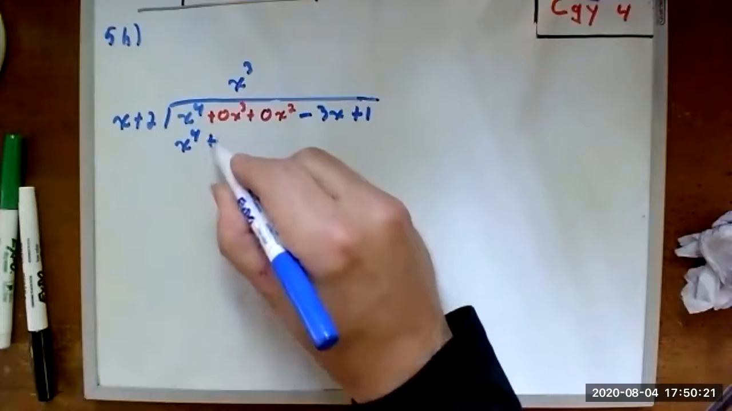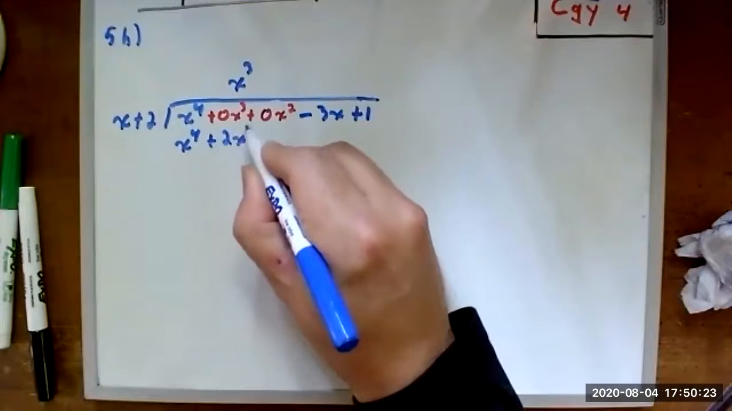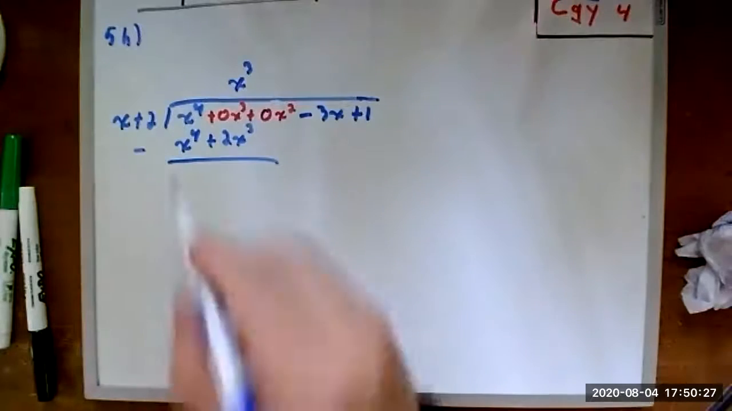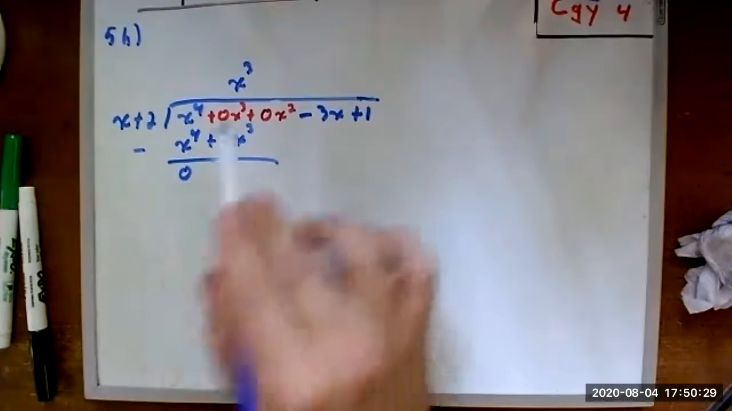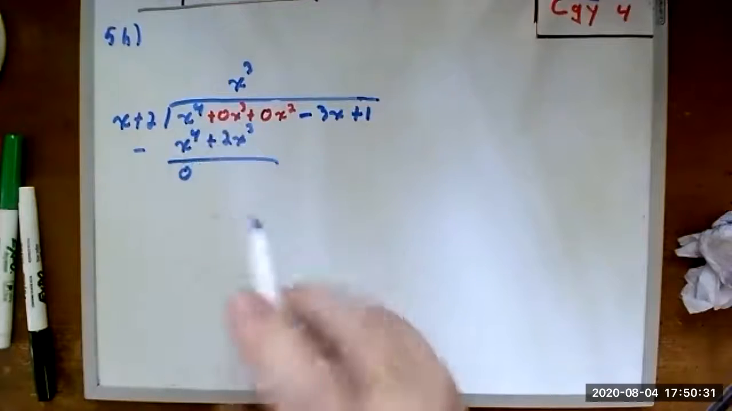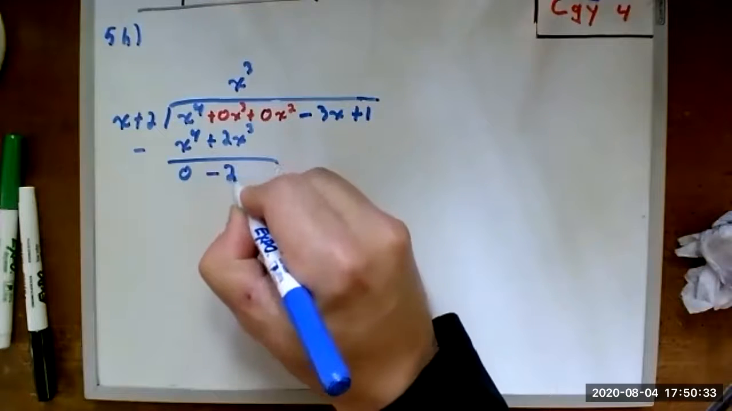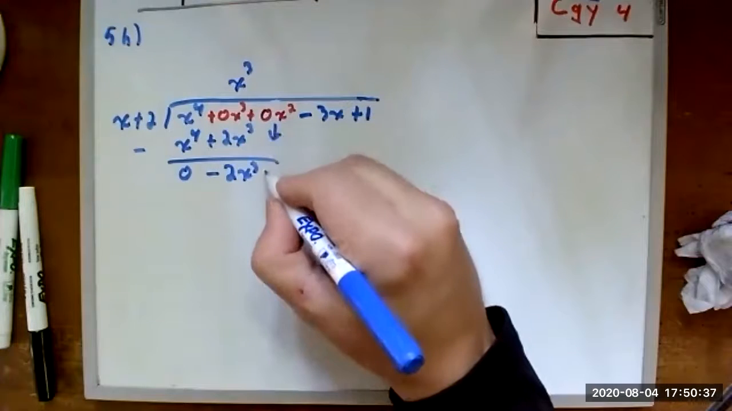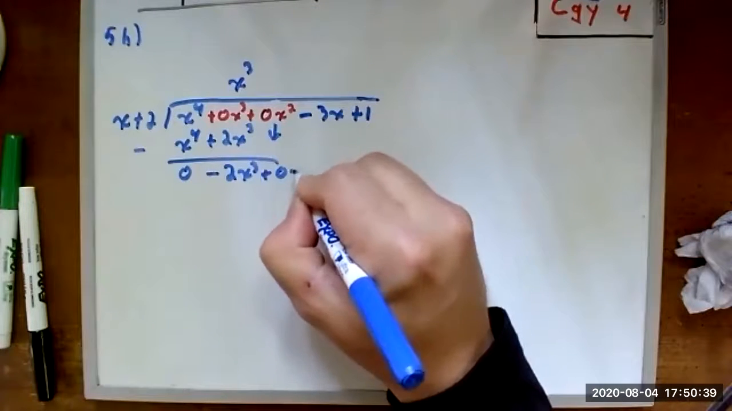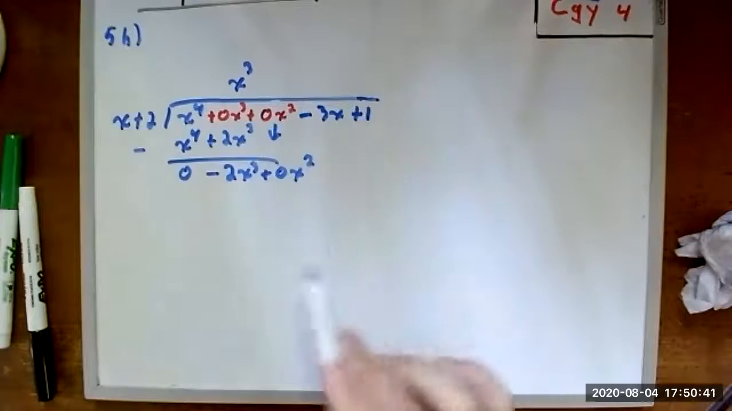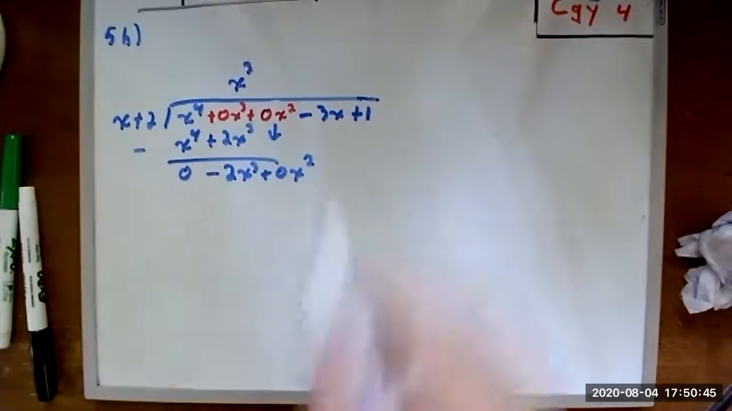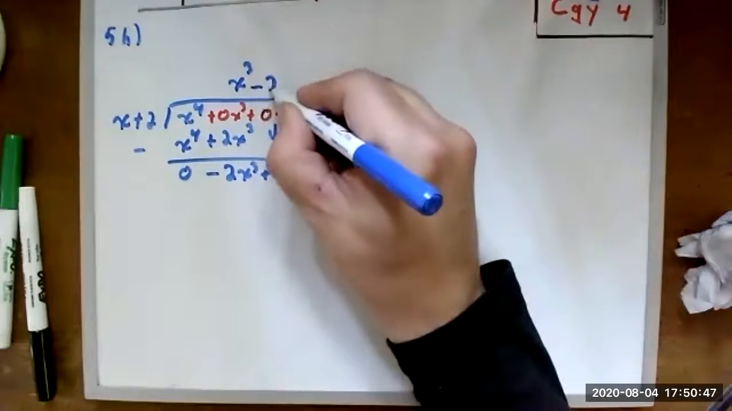Starting from the top, what do I multiply x by to make it into an x to the fourth? I multiply it by x cubed, and I end up with x to the fourth. x cubed times 2 is 2x cubed. We subtract. That goes to 0 by design. 0 minus 2x cubed is negative 2x cubed. We bring down the 0x squared.